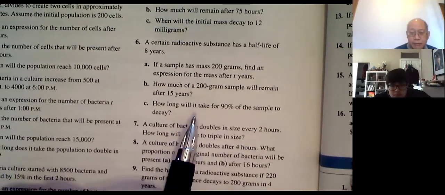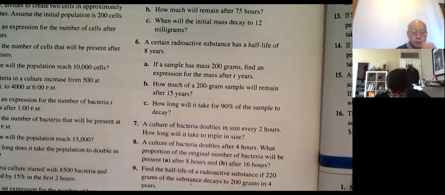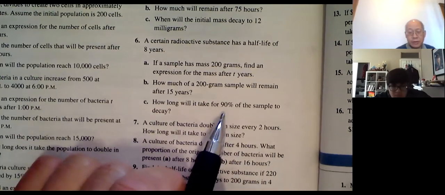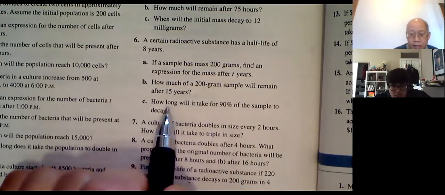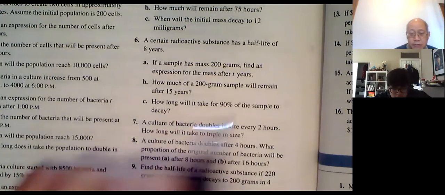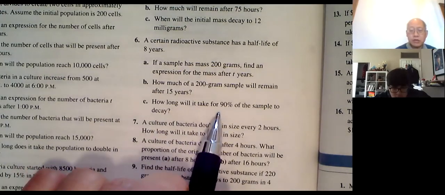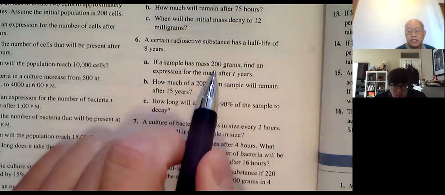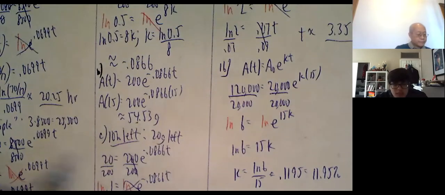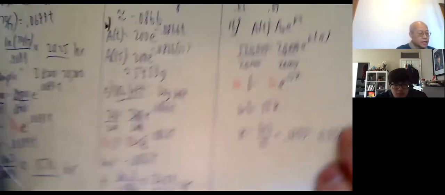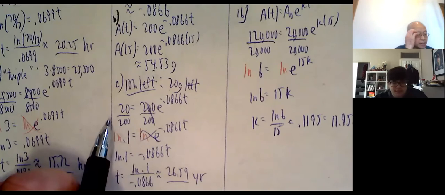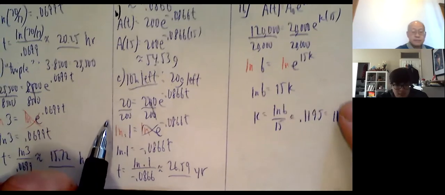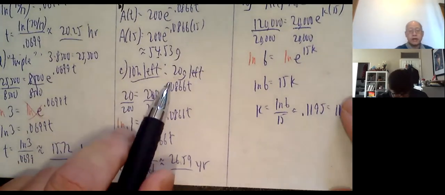90% decay means only 10% is left. Yeah, sorry about that. First I interpreted it as 90% left, but no, it loses 90%. How long will it take for 90% of the sample to decay? Right, so 90% is gone, that means only 10% is left. So what's 10% of 200? 20. Here we go. So it's just like saying, I want 10% left. Okay, so 20 grams is left.